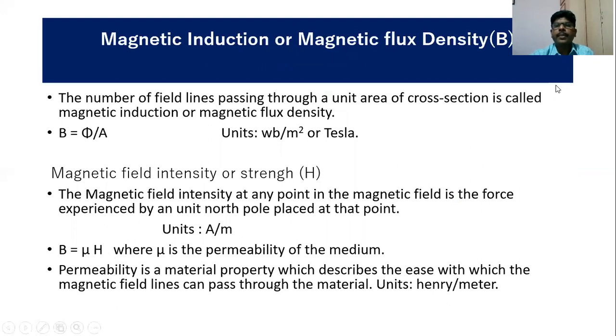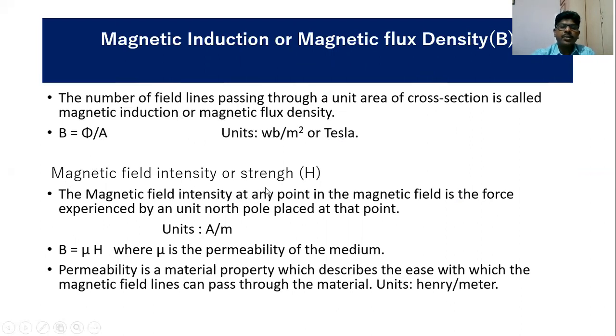Next we can see what is magnetic induction or magnetic flux density. The number of field lines passing through unit area of cross section is called magnetic induction or magnetic flux density. B is equal to flux per area, which is equal to Weber per meter square, or Tesla.